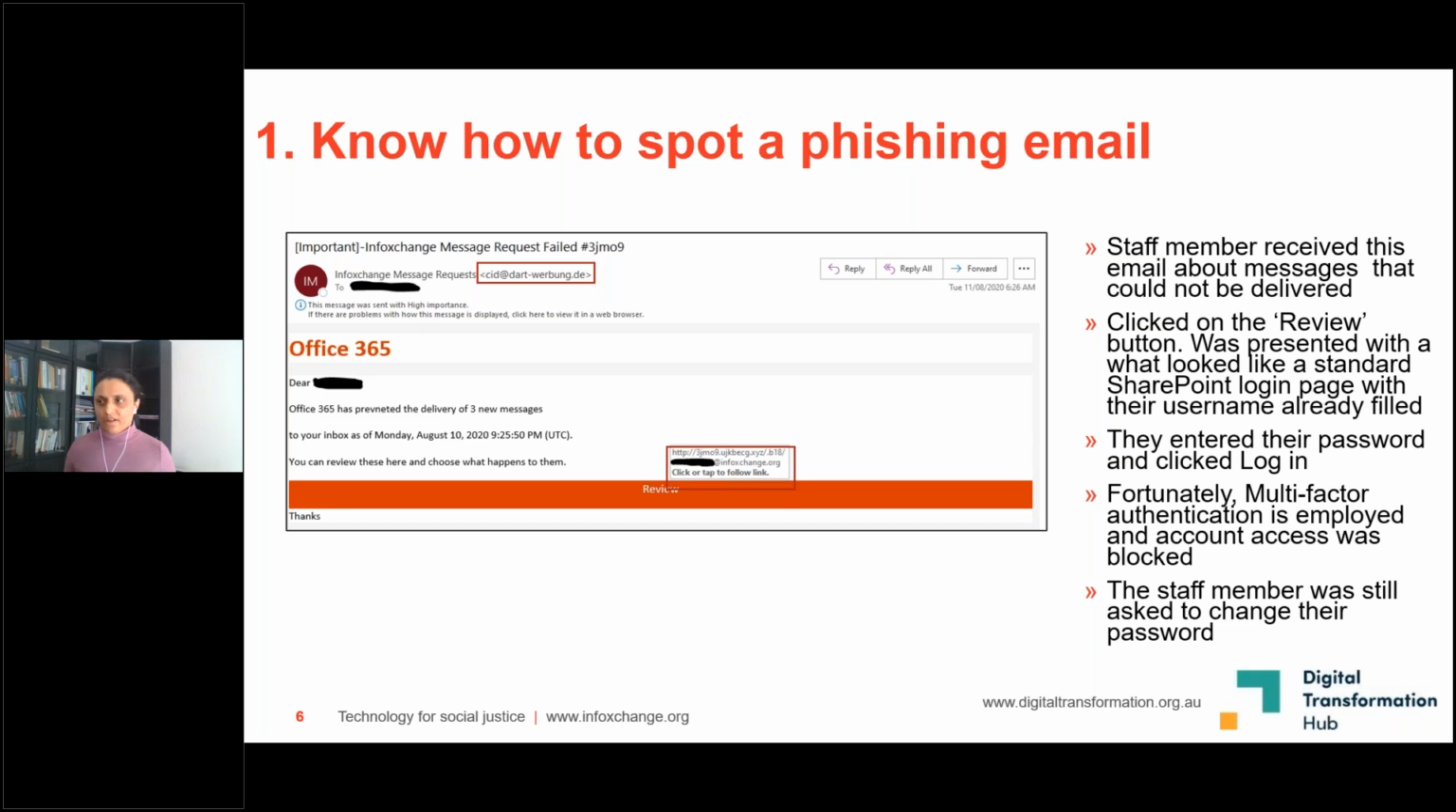And the staff member was still asked to change their password after, and they had also not been to phishing awareness training before. So this is one that they fell for. But if you look at the telltale signs in the email, the from email address looks suspect, as well as the link at the bottom just above the review box there. It doesn't look correct. So these are some of the telltale signs in emails on how to spot a phishing email.